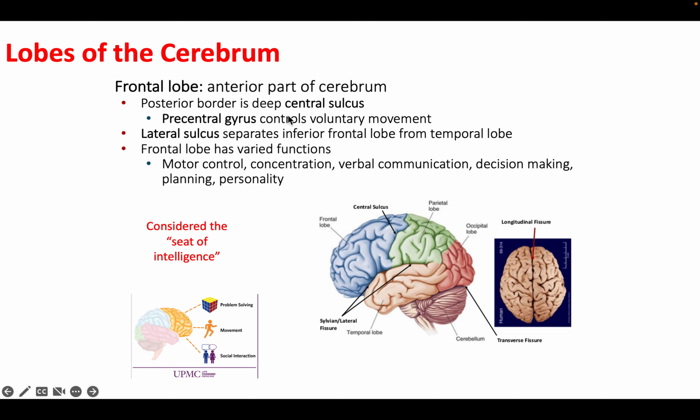Okay, so if we look at the first large part of our brain, we have the frontal lobe. The frontal lobe here is shown in blue. It underlies the frontal bone.